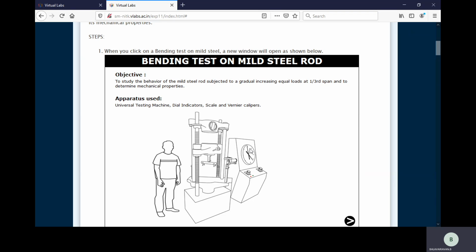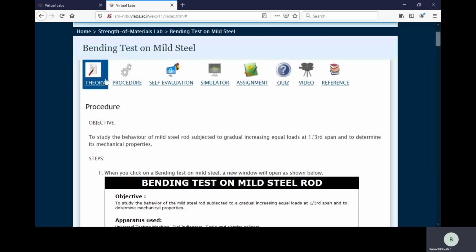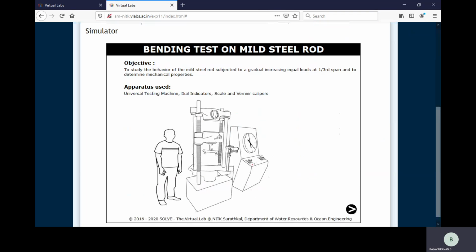So now I switch over to virtual lab. Here there are a lot of icons. So select the simulator. The objective is to study the behavior of a mild steel rod subjected to gradually increasing equal load at one third of the specimen and determine the mechanical properties.